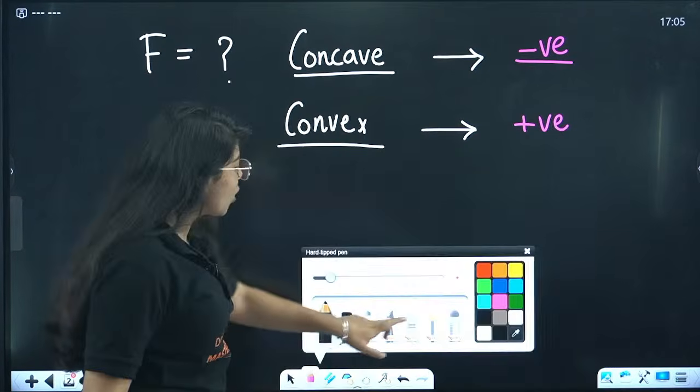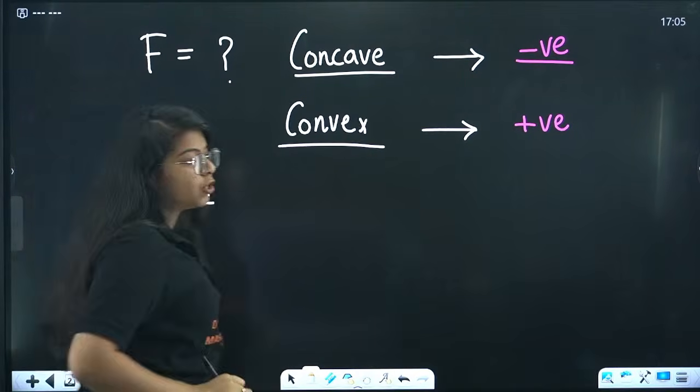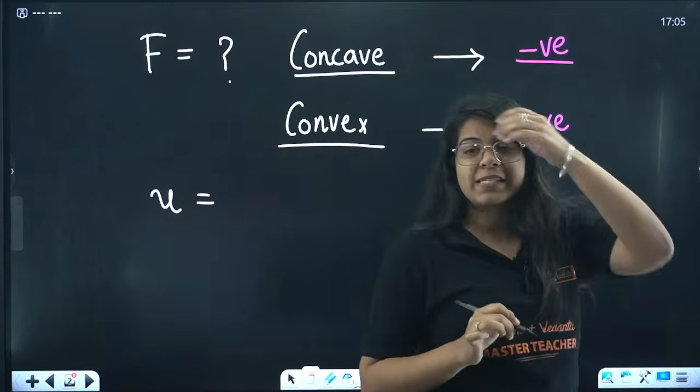What is the sign of object distance? What is the sign of object distance? U. Always positive, always negative.